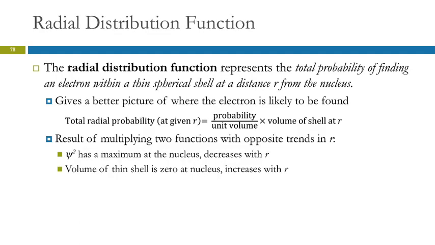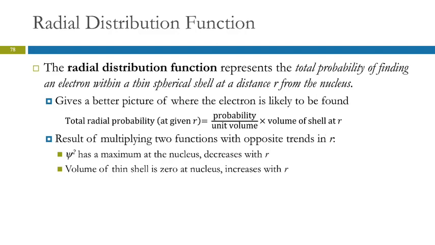Instead of looking at the distribution or the probability density, we look at what's called the radial distribution function. This is the total probability of finding an electron within a thin spherical shell at a distance r from the nucleus. And this gives us a better picture of where the electron is likely to be found. So the total radial probability is the probability divided by the unit volume, that's the probability density, times the volume of a shell at a distance r.